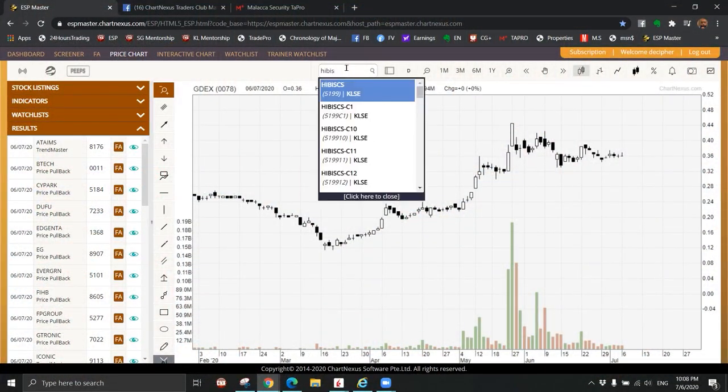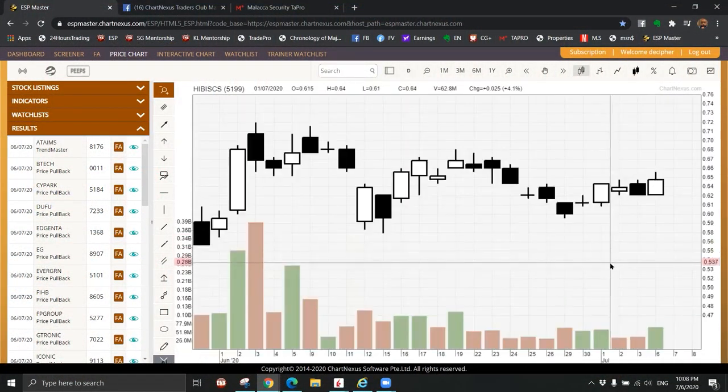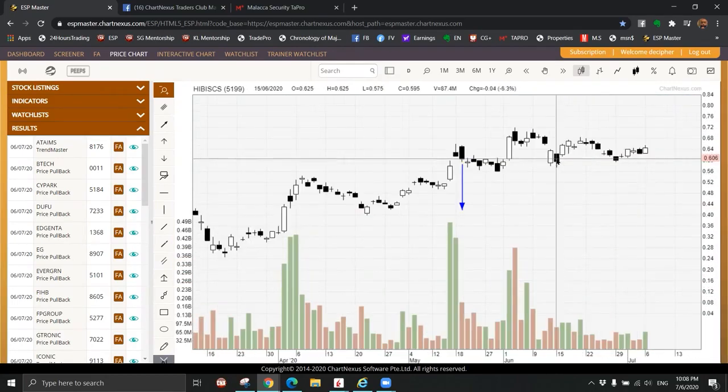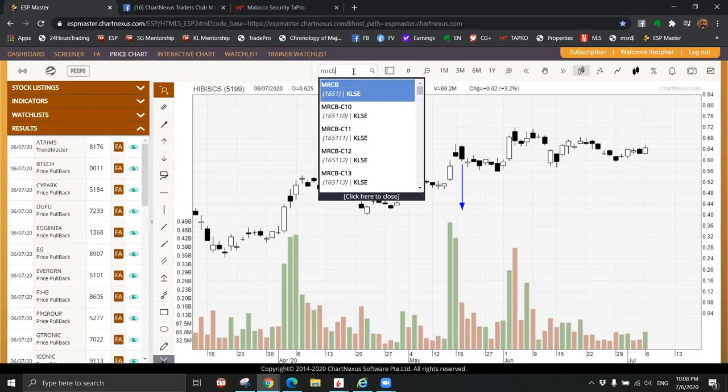Hibiscus and MRCB, the two losses in June. You can see it is still there. Waste of time. Okay. Remember, my money in Hibiscus and MRCB has been transferred to Supermax, transferred to GCB, to Master. Right? So you can see the other three stocks all went up. Hibiscus is still there, don't want to move. And then you got MRCB.